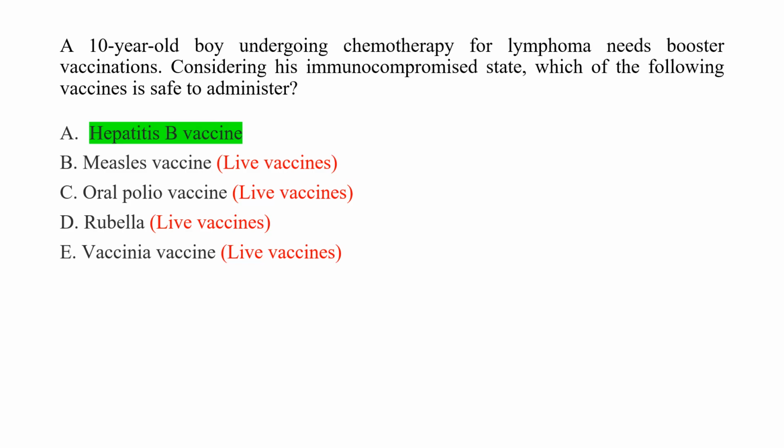Now, the key learning point here is that for immunocompromised patients, avoid live vaccines as their weakened immune systems may not control the attenuated pathogens and hence it can lead to infection. Instead, we can use the inactivated vaccines and the subunit vaccines, which do not contain live organisms.